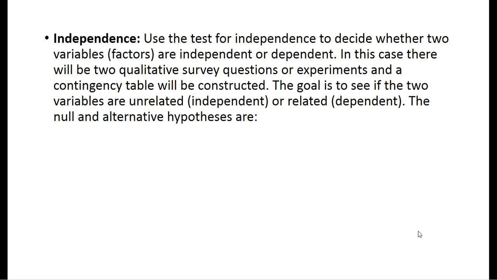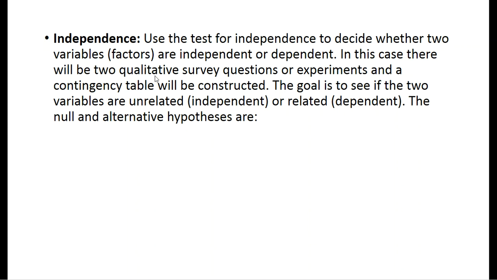Moving on to our test for independence, we're going to use this test to decide whether two variables or factors are independent or dependent. And usually it's in the wording of the problem. We want to show that they're related or not related, which is another way to say independent or dependent. So independent means they're not related, and dependent means that they would be related.